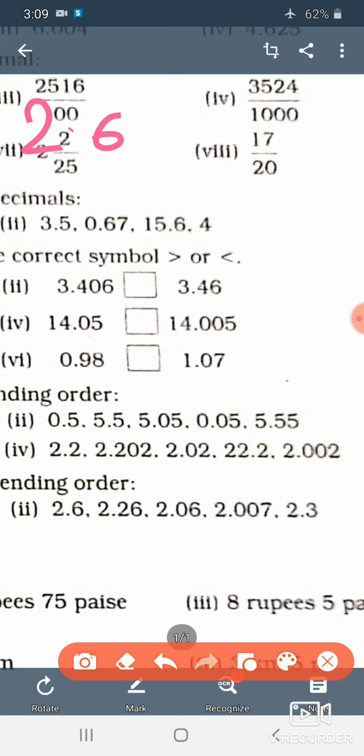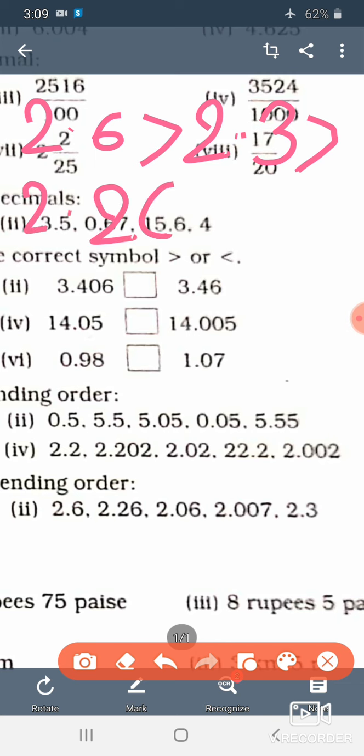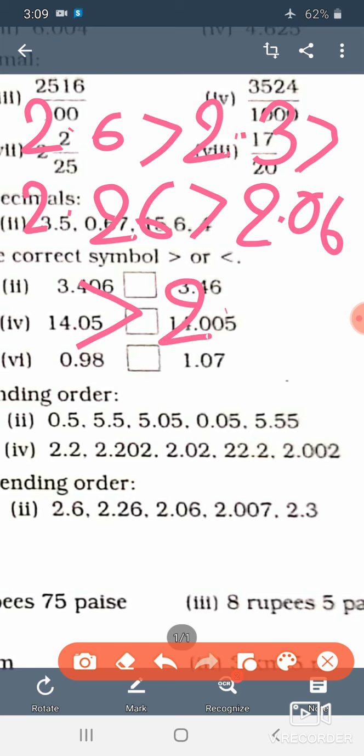2.6, then 2.3, then comes 2.26, then comes 2.06, and then at last comes 2.007. Okay, understood? Do this question, do the rest of it. I mean, just one first question yourself.